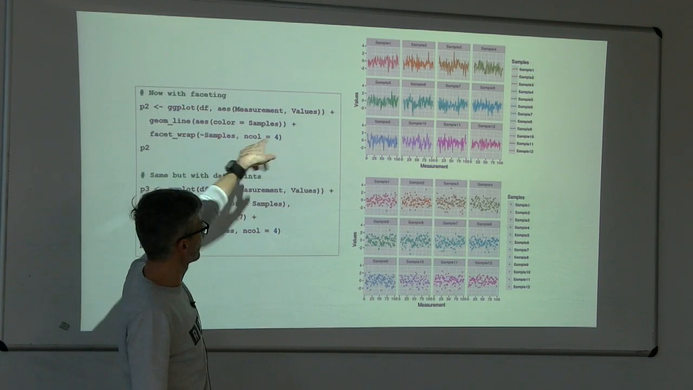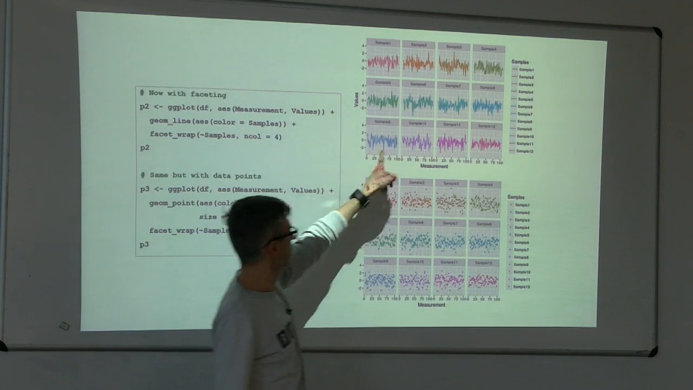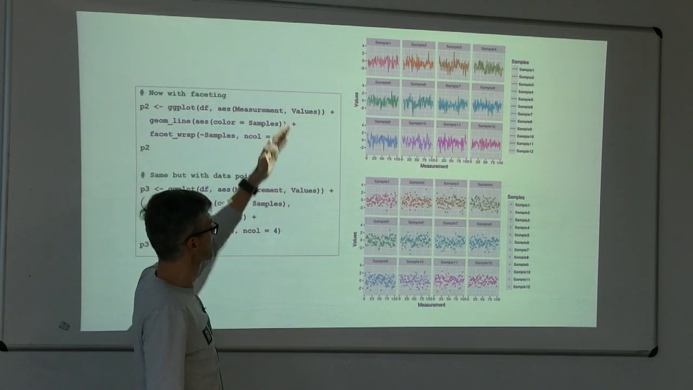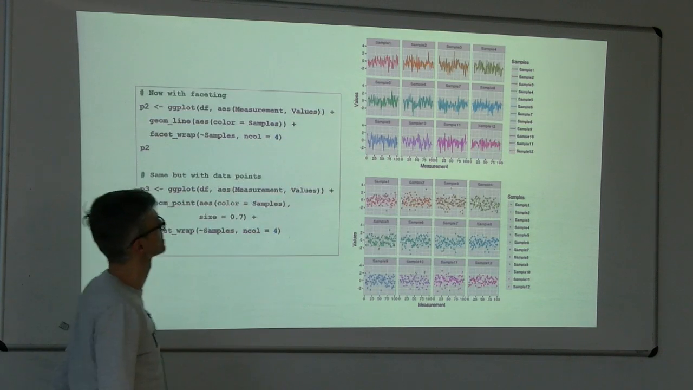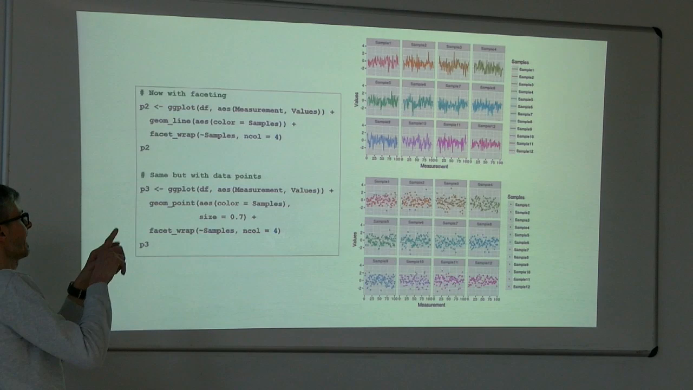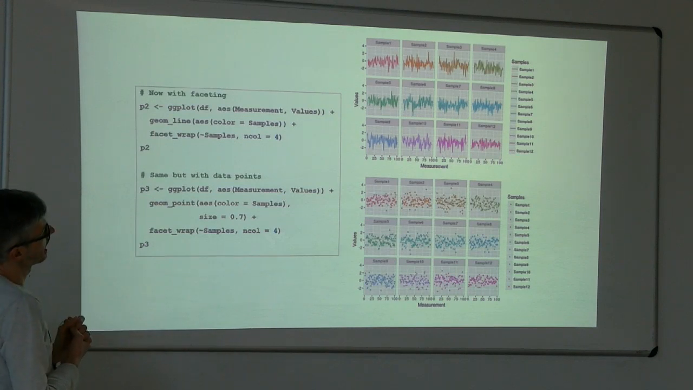And then say also how many columns you want. So in this case, 1, 2, 3, 4 columns. If you only want 3, you could set here 3, then you would have more rows, of course. So this is maybe a bit easier than having to define rows, columns, and for each plot write that code in the base graphics. So this is quite easy in ggplot in this case.